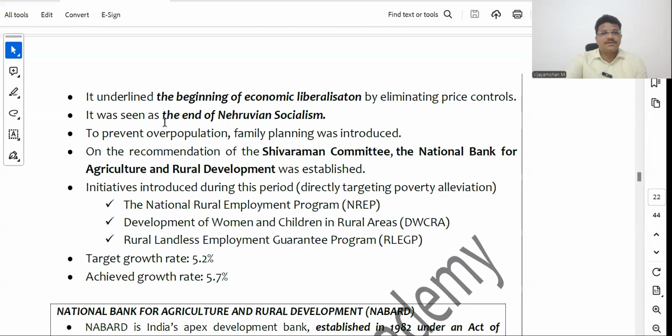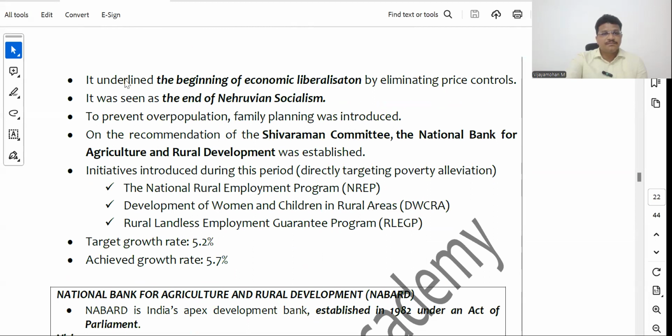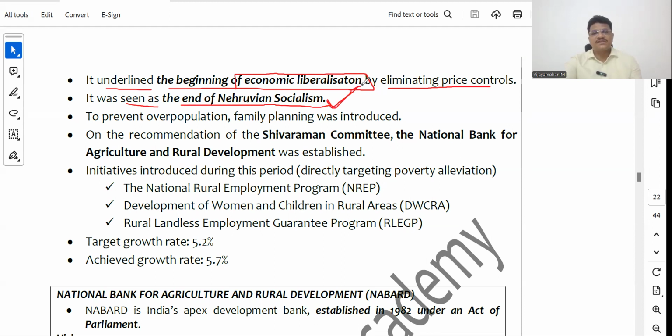Next. It underlined the beginning of economic liberalization by eliminating price controls, and it was seen as the end of Nehruvian socialism. Nehruvian socialism means giving a prominent role to the public sector, right? So from this 6th 5-year plan, there was more focus on economic liberalization than Nehruvian socialism, thereby reducing, I think, the regulatory role of the government, with the government becoming more a facilitator than a regulator, right?